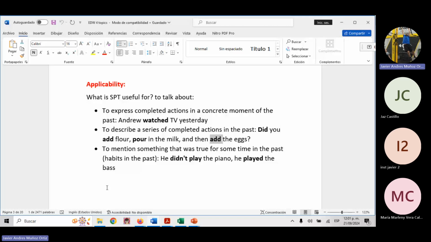So these are the reasons why we study simple past tense. To mention actions that started and finished in the past, to mention a series of activities that started and ended in the past, and to mention activities that lasted for a period of time in the past, but started and ended again in the past.